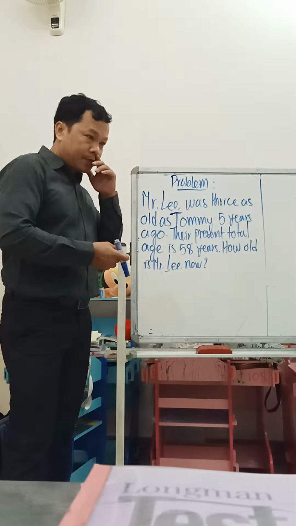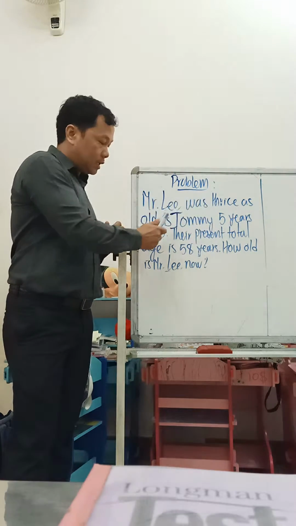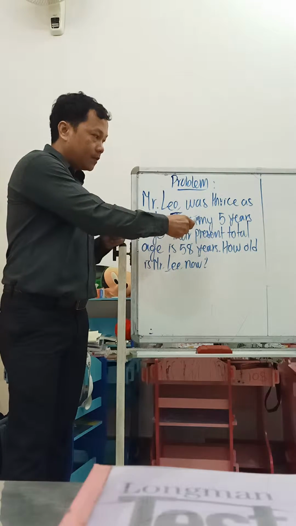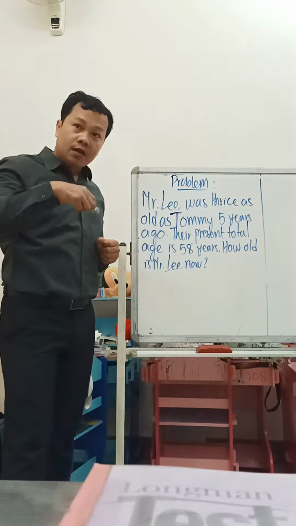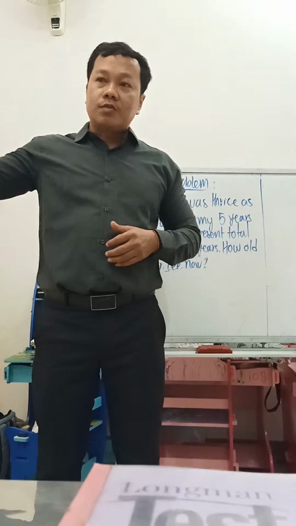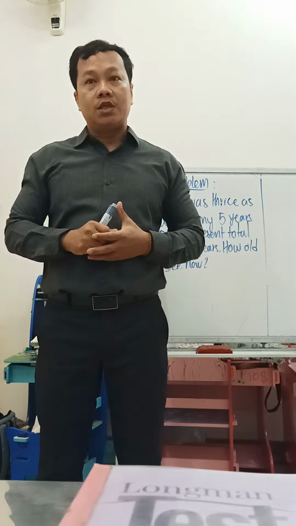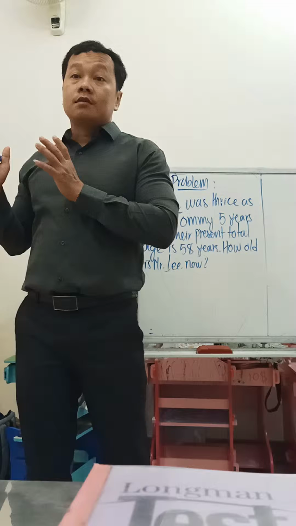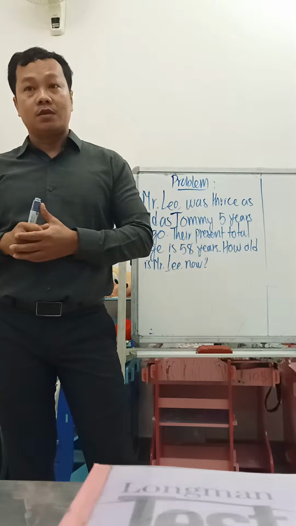So what here? The problem is that Mr. Lee was twice as old as Tommy 5 years ago. 5 years ago, not now. But 5 years ago, Mr. Lee's age compared with Tommy's age means that Mr. Lee was three times as old as Tommy. Okay?